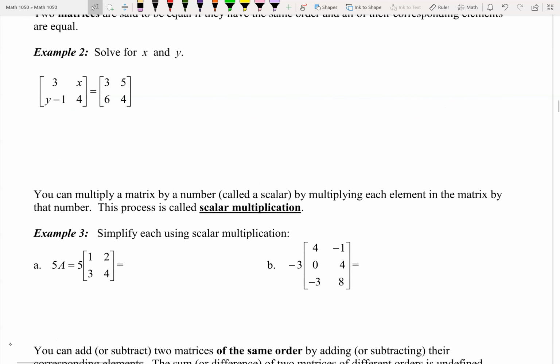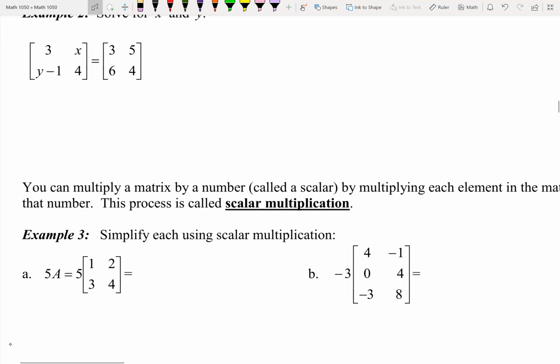Okay, example 2. So I have one matrix equal to another matrix, okay? So all you're going to do is write down the left corner equals the left corner. So everybody write down 3 equals 3. Then do the right corner equals the right corner. That would be x equals 5. Then the bottom left corner, y minus 1 equals 6. Bottom right equals bottom right, 4 equals 4.